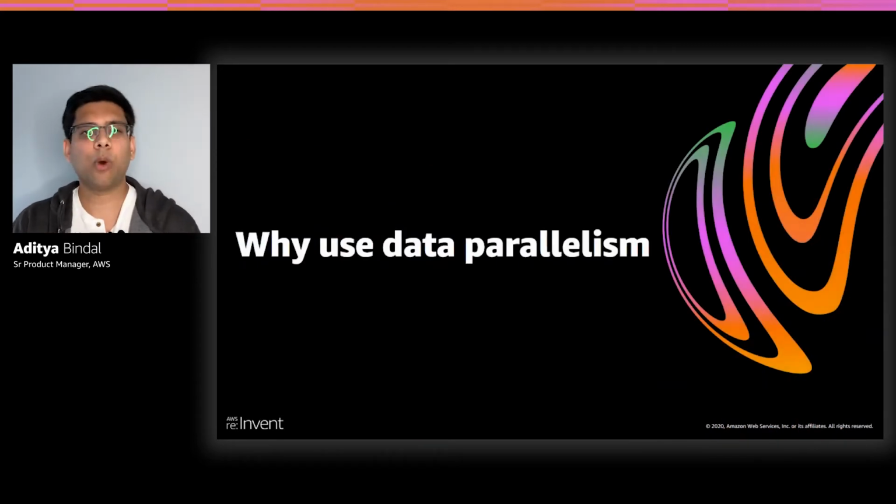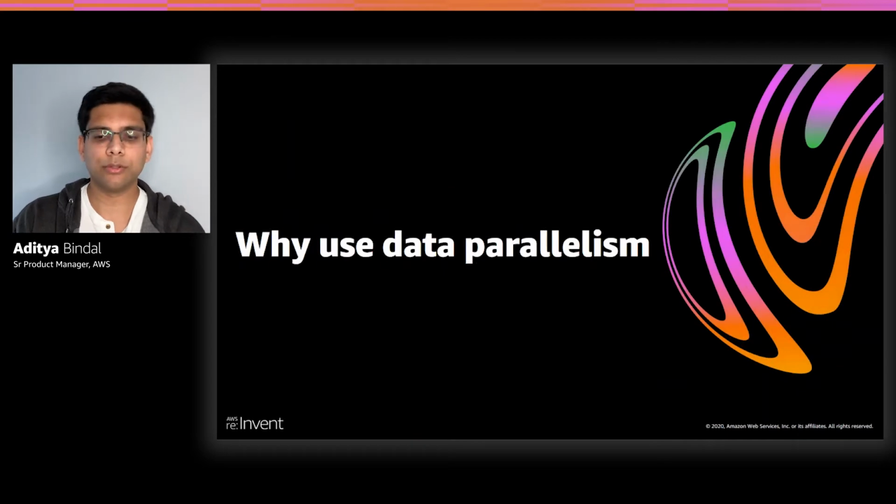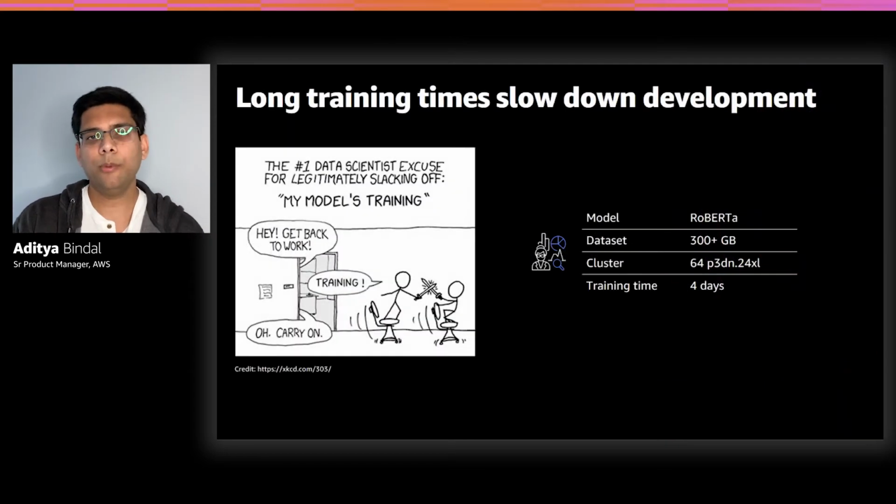So let's start with why you would use data parallelism, when you would need to use this. A common complaint amongst TensorFlow and PyTorch developers is that with state-of-the-art models in natural language processing and computer vision, training times are very long. It can take days, even weeks to wait for training results. And this is a big problem for data scientists because they can't iterate on the next version of their model until they have results from the previous iteration. So now 4 or 5 day long training jobs are slowing down the entire development cycle and delaying the time to market for their ML application.